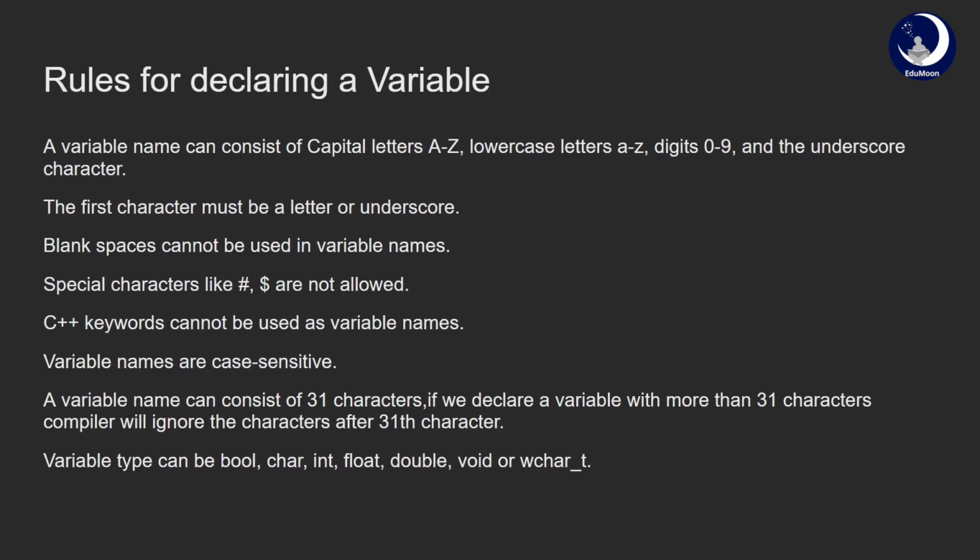A variable name can consist of 31 characters. If we declare a variable with more than 31 characters, the compiler will ignore the characters that are after the 31st character. A variable type can be boolean, character, int, float, double, void, or void char.